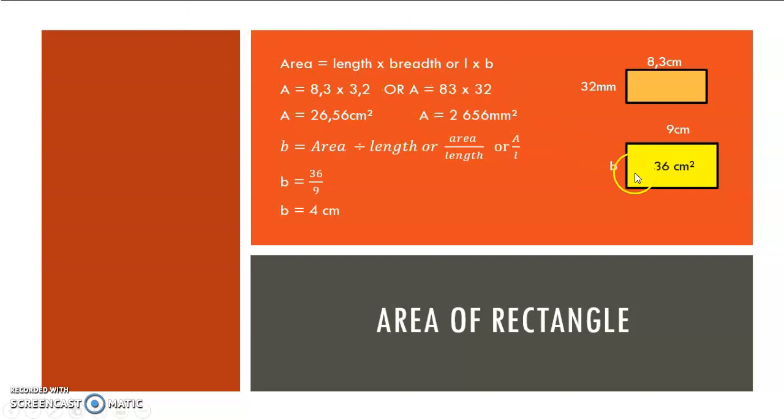Now, if we have the area, we make changes to our formula. What is the opposite or inverse operation of multiplication? It is division. So if I have my area and I have my length and I need my breadth, it will be area divided by length, or area over length. So 36 divided by 9 or over 9 will give me a breadth of 4 centimeters.